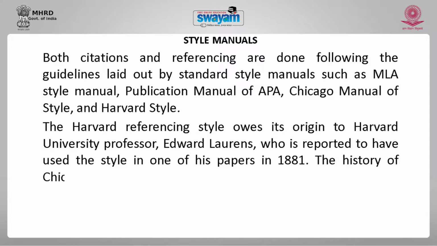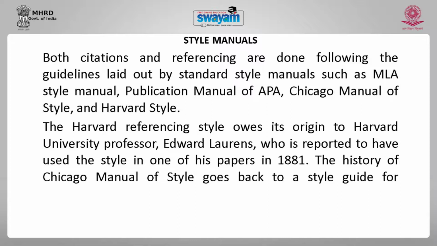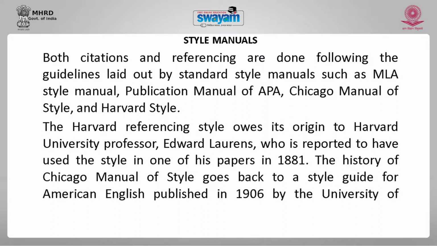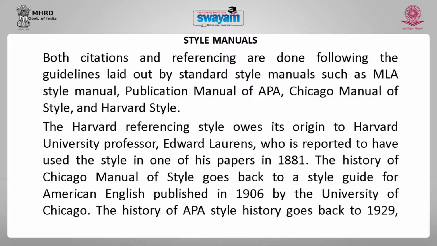The history of the Chicago Manual of Style goes back to a style guide for American English published in 1906 by the University of Chicago. The history of APA style goes back to 1929, and the MLA style appeared first in 1951. Now let's talk about differences in APA and MLA styles.